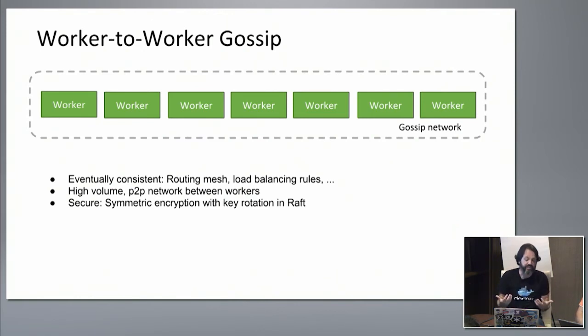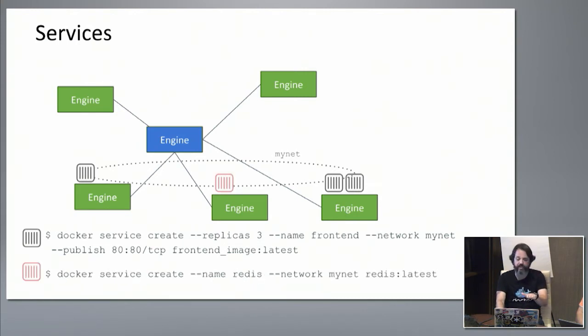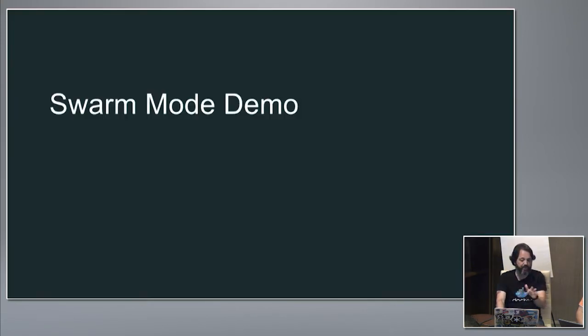So we say it's eventually consistent. It handles the load balancing rules, the routing mesh. It's peer-to-peer between the workers to be able to do that. So I want to actually get to the demo, so I'm blazing through these things. I'm not talking about any of this because this all happens in the demo. I'm going to demo all that.